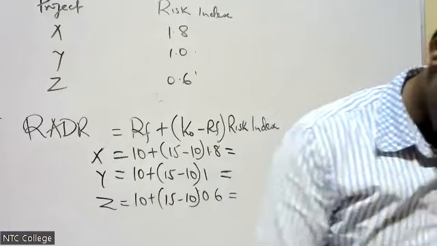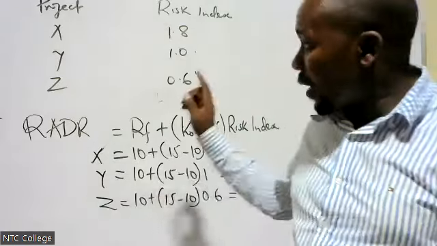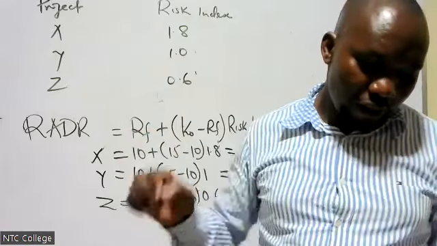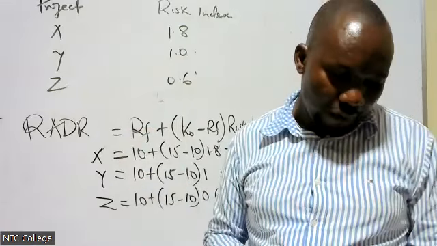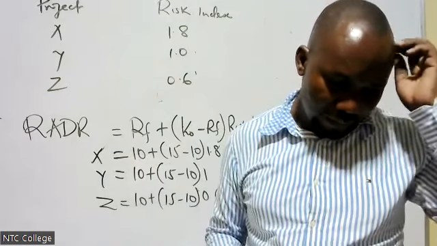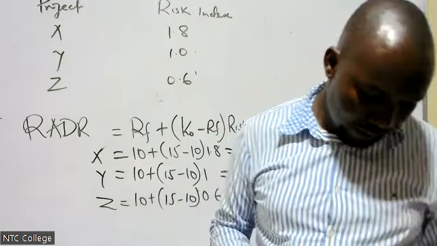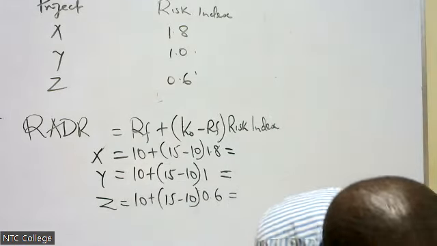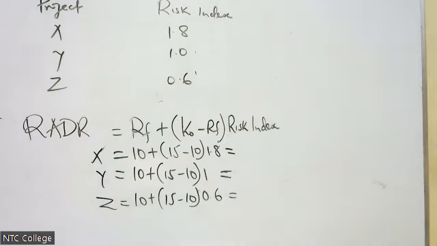Then we look at the last Roman 2. Roman 1 was to determine the risk adjusted discount rate for each project, which we have done. Roman 2 now is to calculate the NPV for each. Let me have the RAD for each. The first one, what is the RAD? The second, the third.